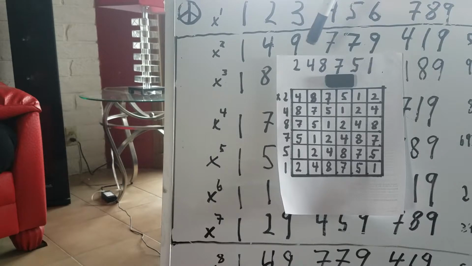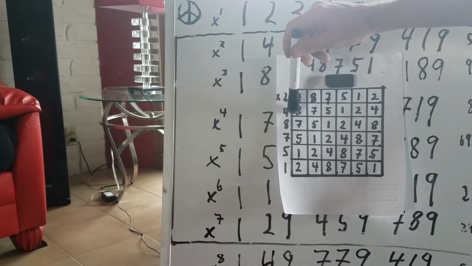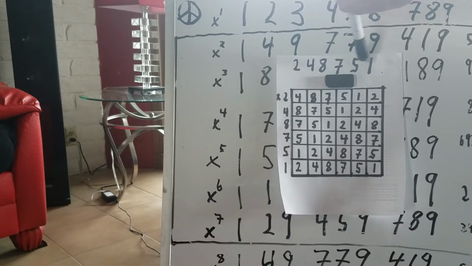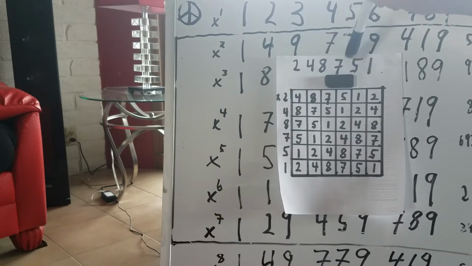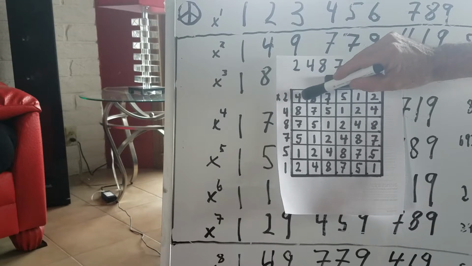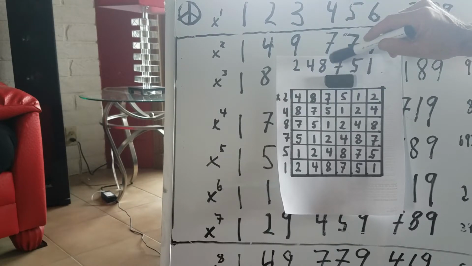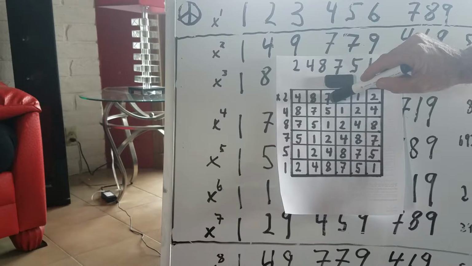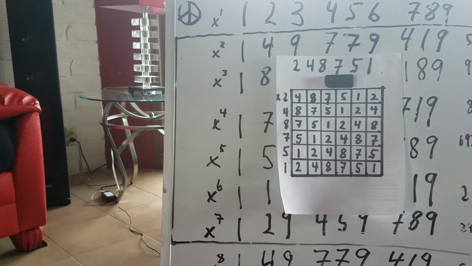So what we have here is 2. If we go across, I've multiplied 2 by 2, which is the first number in the code. If I go across here, I'm multiplying this number up here by 4, which is the second number in the code. Then I'm multiplying it by 8, by 7, by 5, and by 1. And this is the result that we get. So we'll just do the first row. 2 times 2 is 4. 4 times 2 is 8. 8 times 2 is 16, which is 7, 1 and 6. 7 times 2 is 14, which is 5, 1 and 4. 5 times 2 is 10, 1 and 0 is 1. And 1 times 2 is 2.